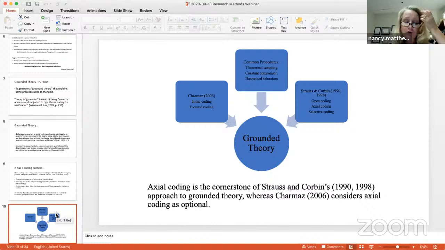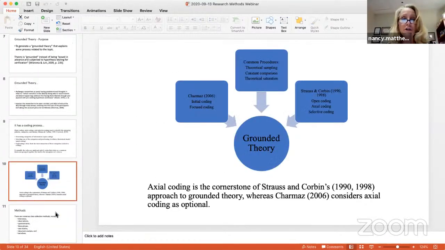Now, comparing Strauss and Corbin to Charmaz, you'll see that it shows a little bit of a graph showing that axial coding is the cornerstone of Strauss and Corbin's approach to grounded theory, whereas Charmaz considers axial coding as optional. However, as you'll see here in the box, common procedures for them are theoretical sampling, constant comparison, and theoretical saturation, which is important to note.